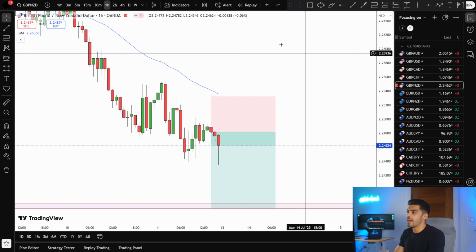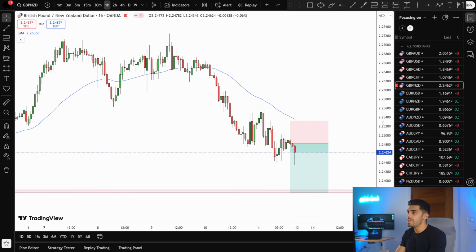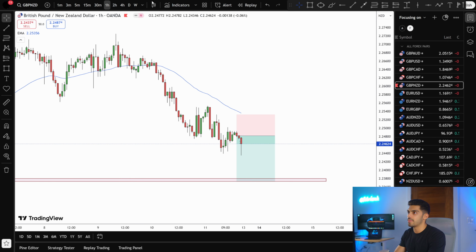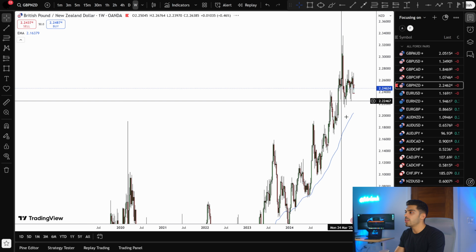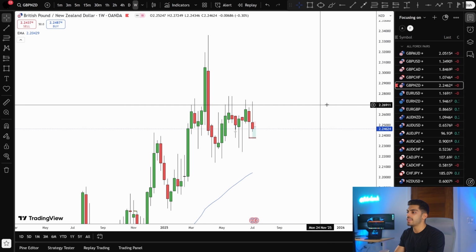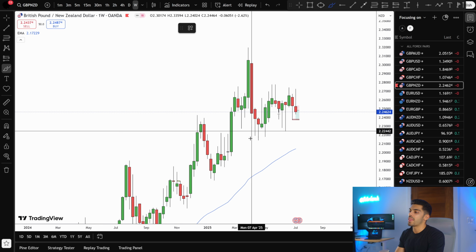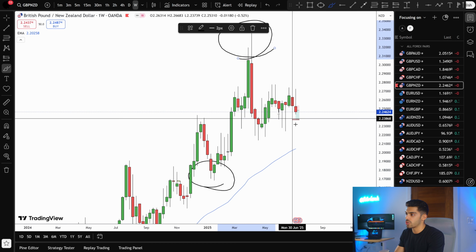I'm going to show you here another example on GBP NZD. So on GBP NZD, this market has been going down, and we're essentially going to do our same type of analysis. Let's start off on the weekly time frame. On the weekly time frame, this to me is mostly a bullish time frame. However, it has signs that it's starting to turn into a bearish market.